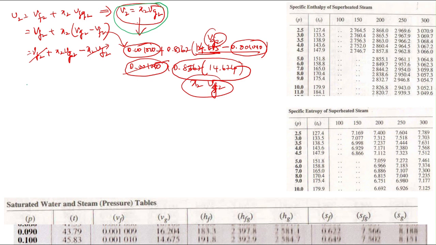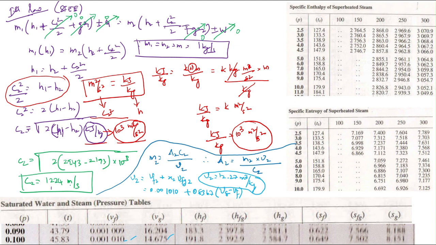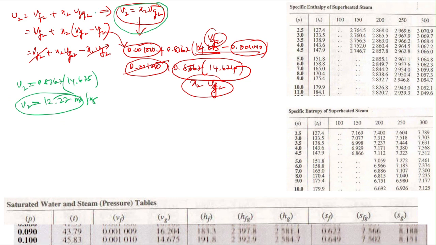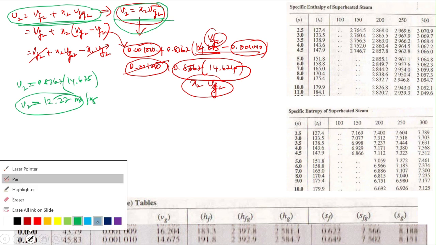So we substitute x2 into Vg2: 0.8367 into Vg2, which is 14.675. Here also you get the value 12.27 meter cube per kilogram. So both are the same. Now we have found V2.